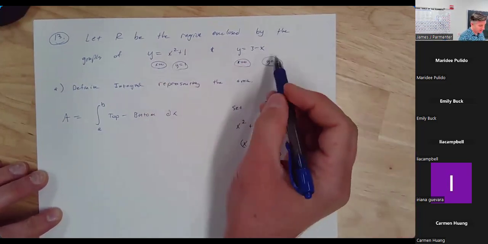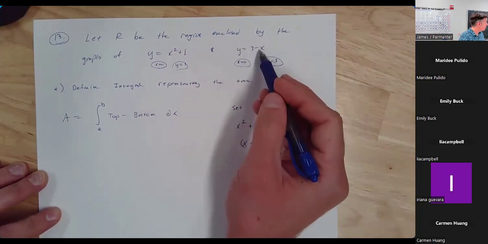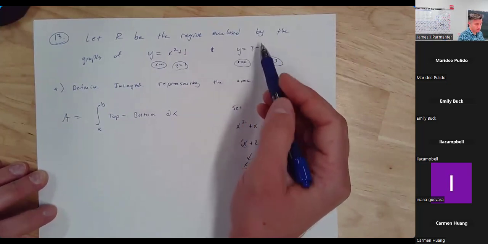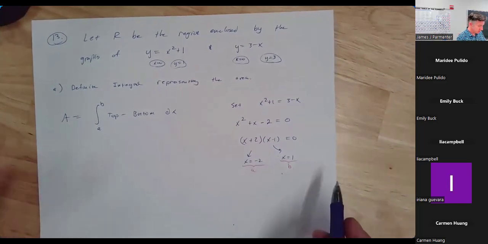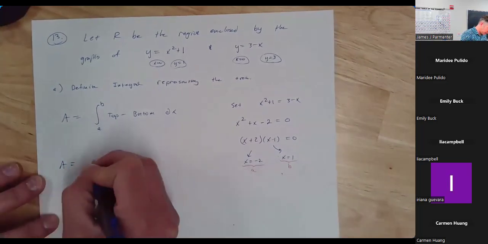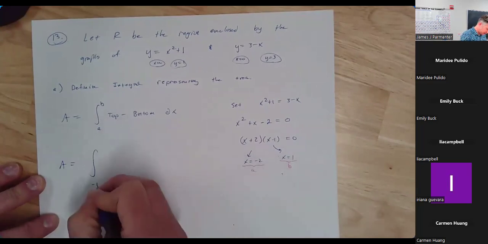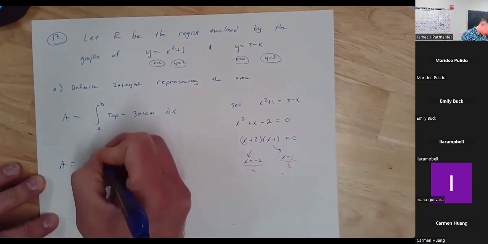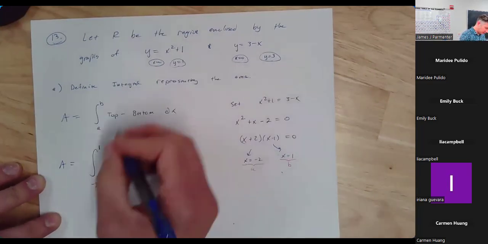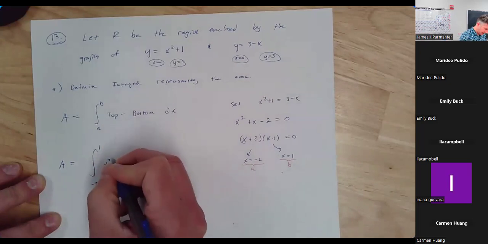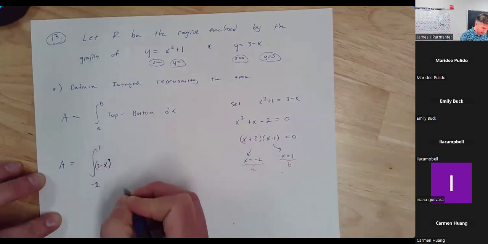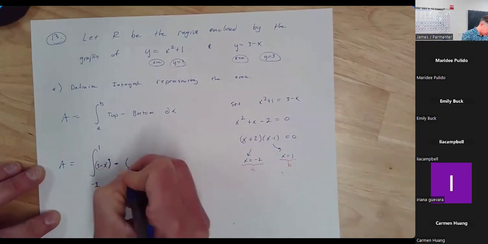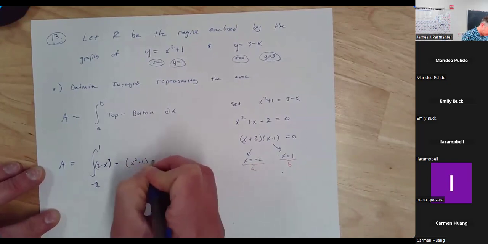So that means this function is on top for values of x between -2 and +1. So our area here is going to be the integral from -2 to +1 of the top function, 3 minus x, that's the top function, as I just said, minus the bottom function, which is x squared plus 1.